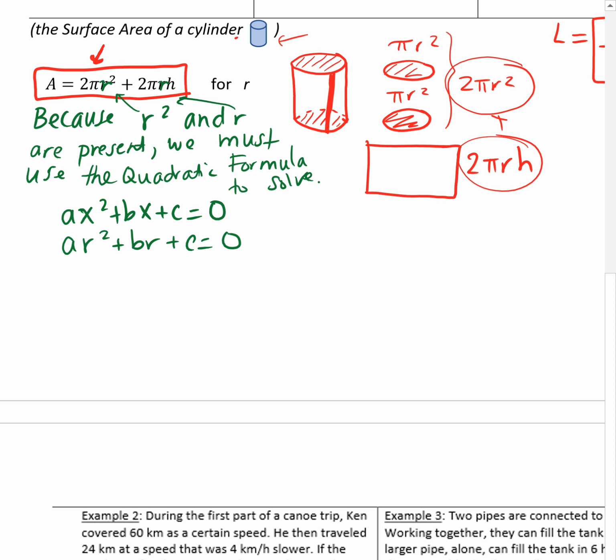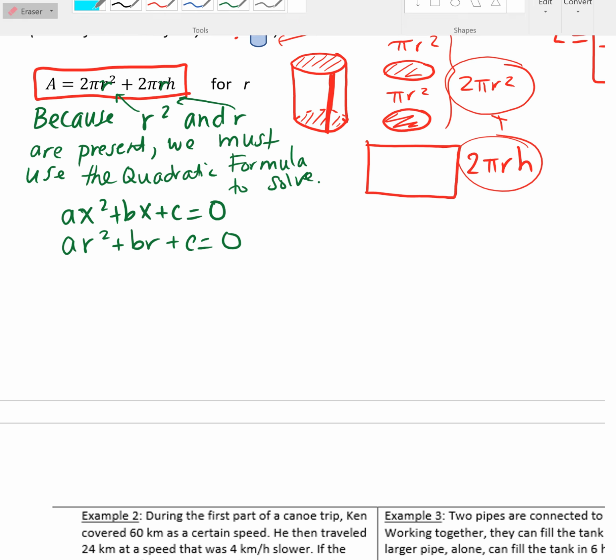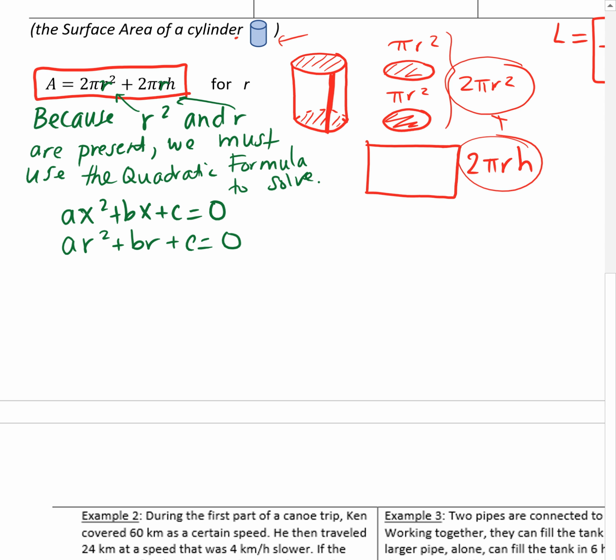It's hard to picture, but this first term here is my ar squared, so a must be 2 pi. And this is my br, so b must be everything surrounding r there, 2 pi and the h. So 2 pi h would be b. And then c must be this guy over here. Even though it's not a number, it looks like a variable, we're treating it like a number because the variable we're trying to solve for is r, not a. But notice that that c value, or a, is on the wrong side. I need it to be on the same side as everything else.